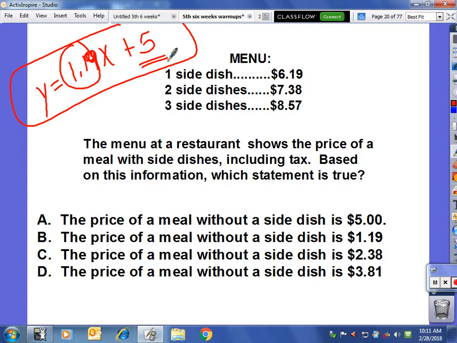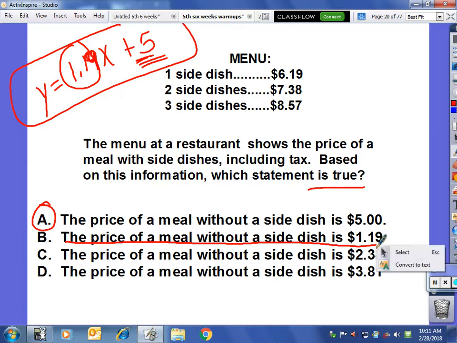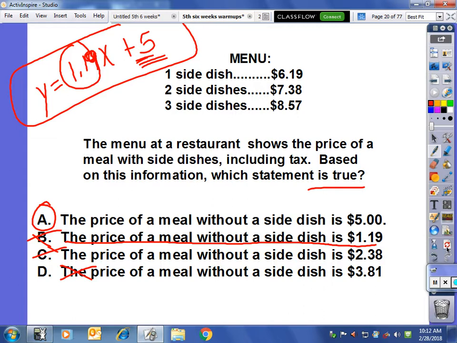Now, which one of these is true? A. The price of a meal without a side dish is $5. That's the y-intercept. This is not the price of a meal without a side dish. What is this? That is the price of a side dish. And then these just weren't true. So it's $1.19 per side dish, and it's $5 if you don't get any side dishes.